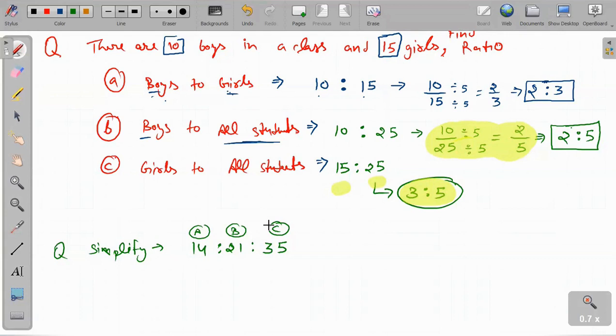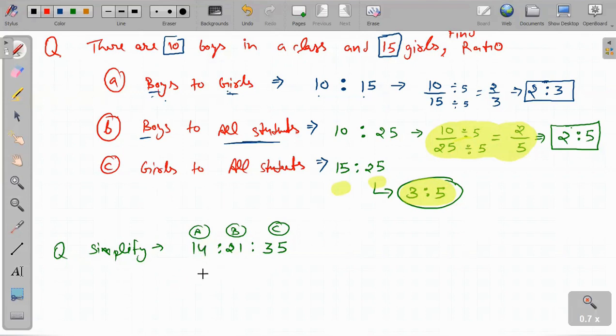Divided by 3? No, I can't. Is it times 2? You have to check which number can divide all three numbers, A, B, and C. Oh, 7. So we will divide by 7. Just divide all these by 7.